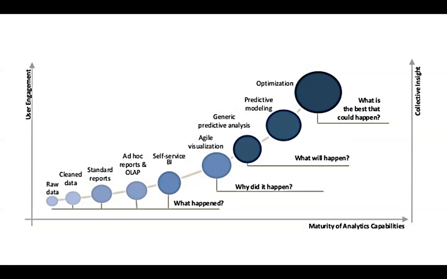Then we started asking, why did something happen? Right? So apart from the what, we started asking the why. The next thing we started asking was, what will happen in the future? And so we said, okay, why is not enough? We need to know the future now. And then later we started asking questions like, what is the best that could happen? So, from whatever could happen, can we take the best decision and provide that to the management?